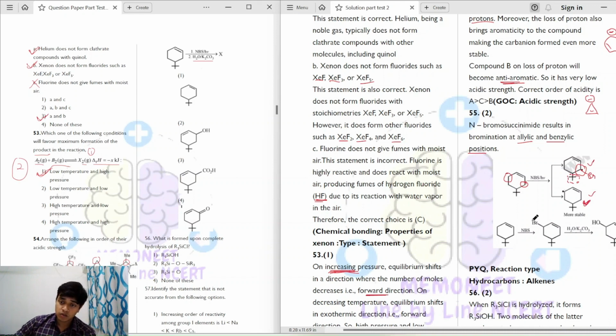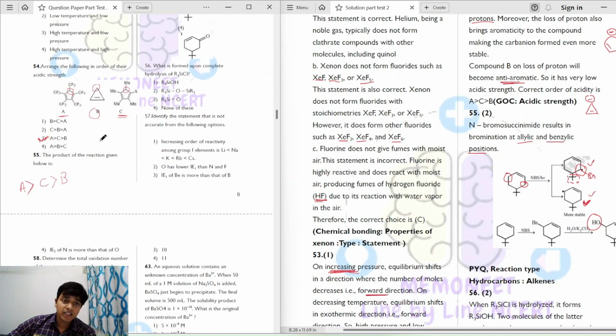So when the bromination takes place, this is formed, and in the presence of base, when water reacts with the bromo compound, we'll get an alcohol here, right? So the correct answer can be seen in option 2. This will be our final answer. Moving on to the next question.